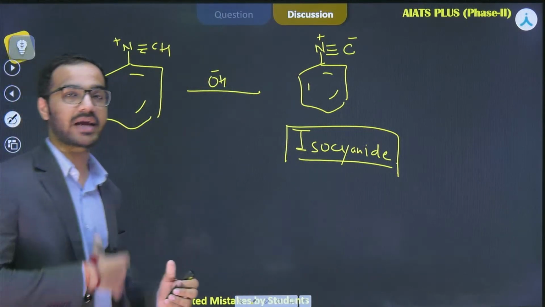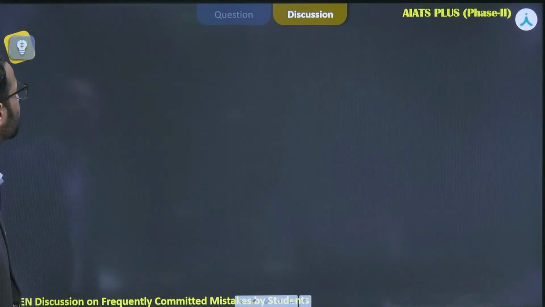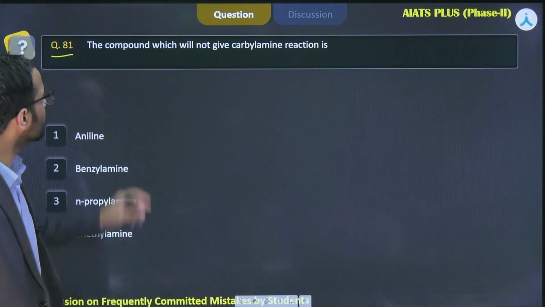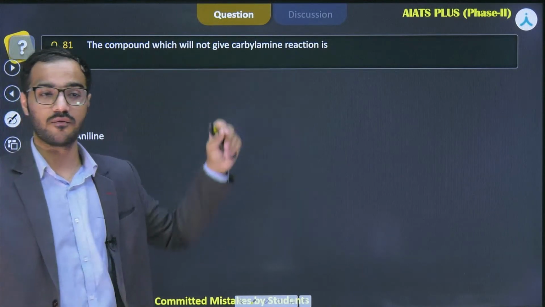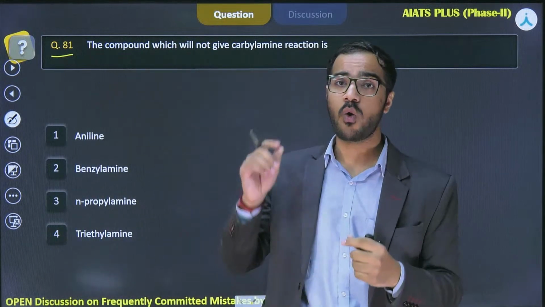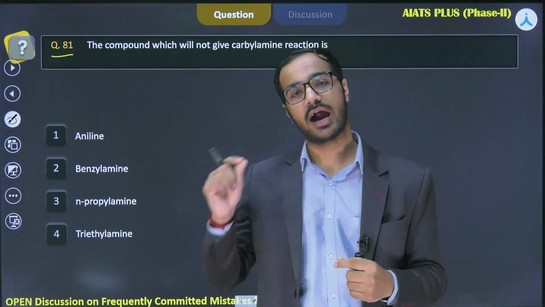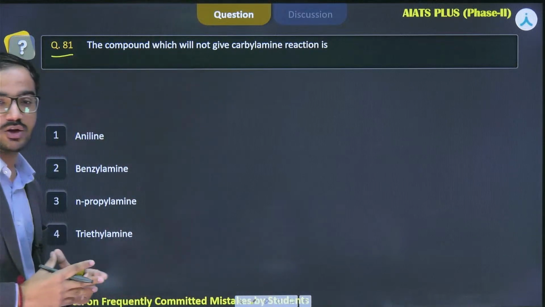Let's go back to the question part. Then we will come back again to the Reimer-Tiemann reaction. Yes, question number 81: the compound which will not give the carbylamine reaction is. We have already gone through the mechanism of these reactions. Only 1 degree amines can undergo a carbylamine reaction or isocyanide test. So what will be the answer?